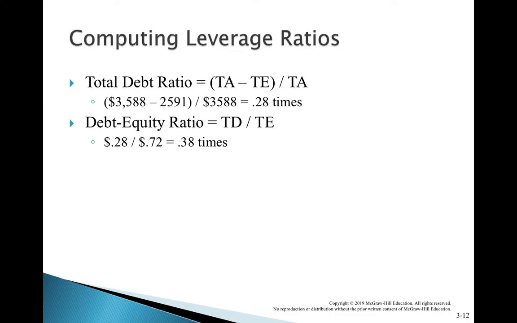So 72 halala will be equity, because debt plus equity is equal to asset. If $1 is the total asset, 28 cents is debt, that means 72 cents is equity. We need the debt equity ratio. So total debt is 28 cents divided by total equity 72 cents, so 0.28 divided by 0.72, 0.38 times. Or you can write total debt divided by total equity.